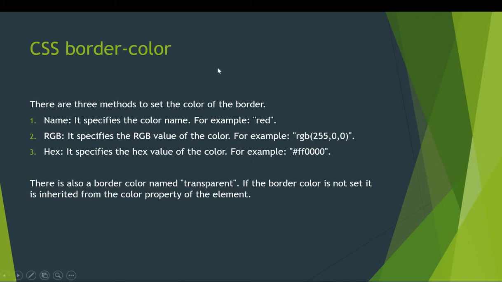You can define the color in three different ways. First is name, RGB and hex value. There is also the border color name transparent. If the border color is not set, it is inherited from the color property of the element. So let's see the code for CSS borders.